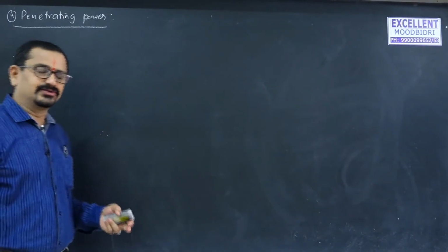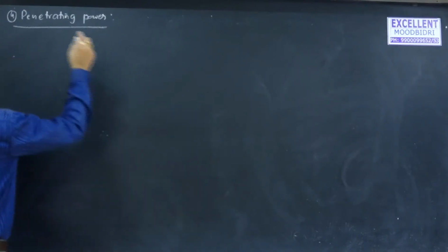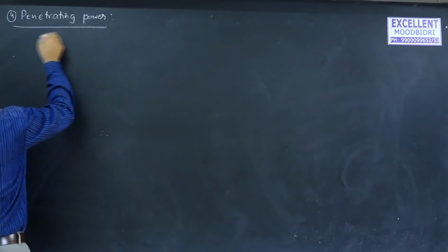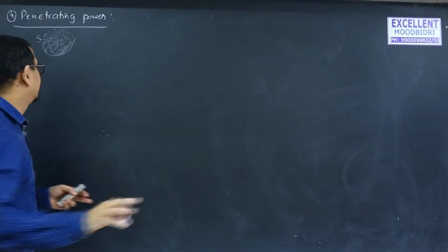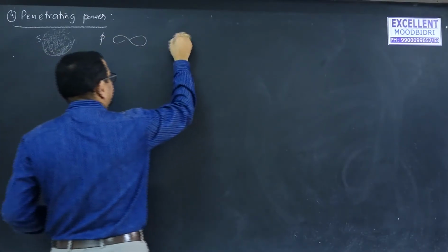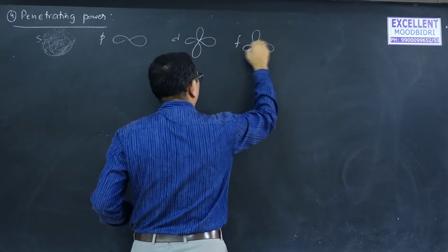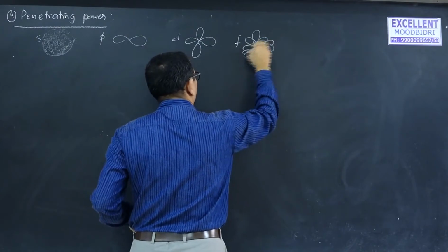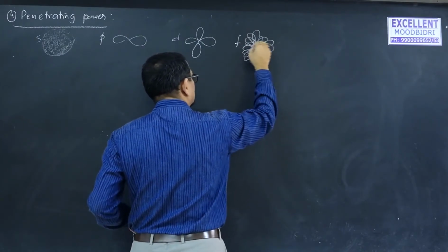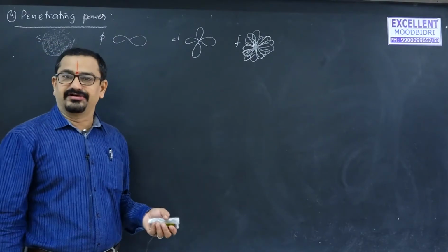Orbitals cannot penetrate, but electrons in a particular orbital can. You know that the shape of an s orbital is spherical. Spherical, not circular. There is a difference between a sphere and a circle, right? The shape of a p orbital is dumbbell, a d orbital is double dumbbell, and an f orbital is four-fold dumbbell. Four-fold dumbbell means so many lobes will be there. It is very complex to picture on the board, right?